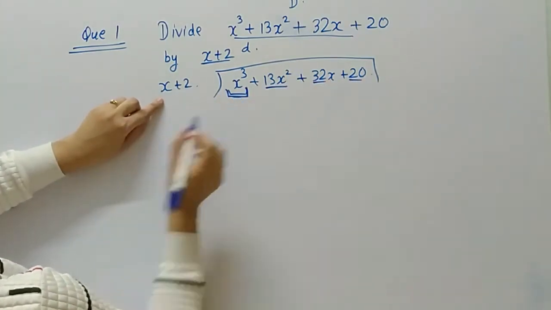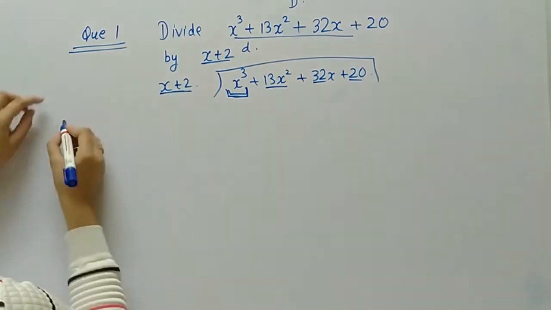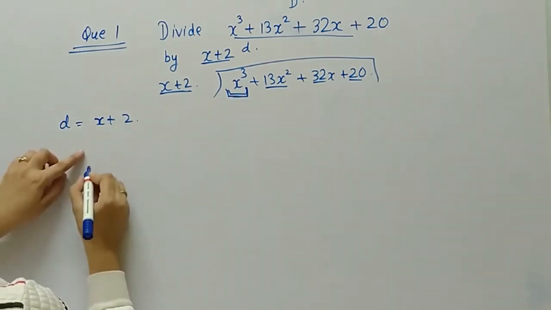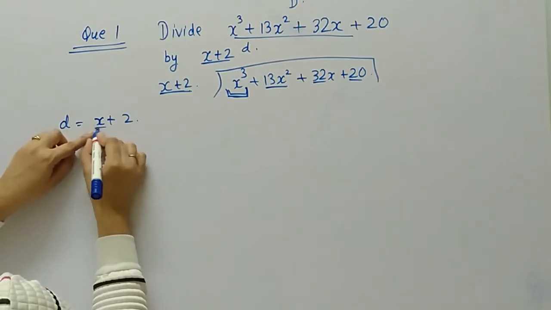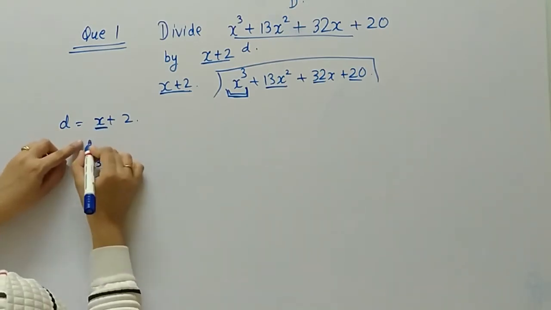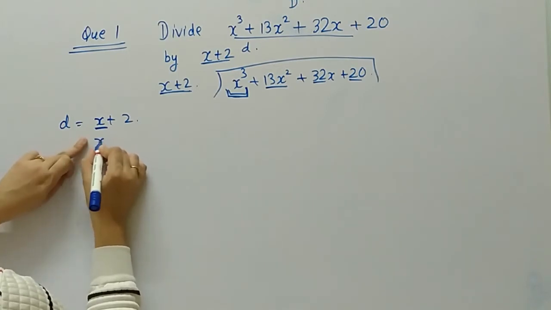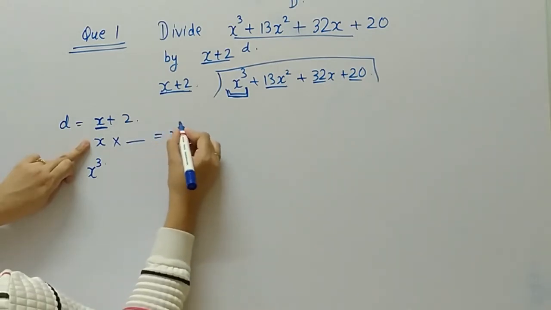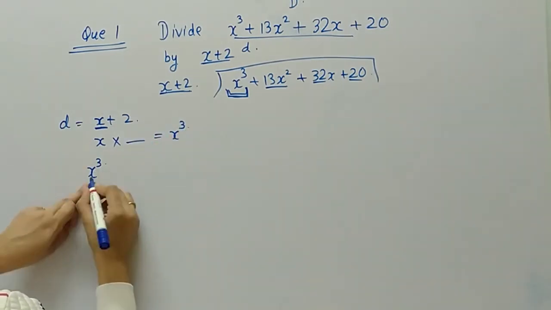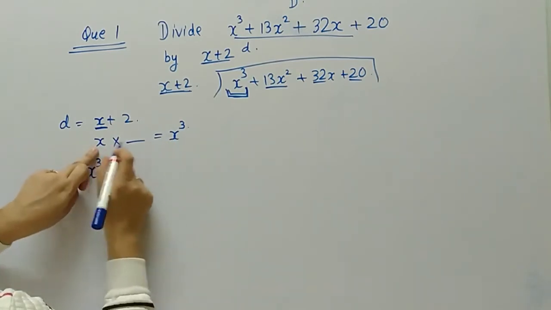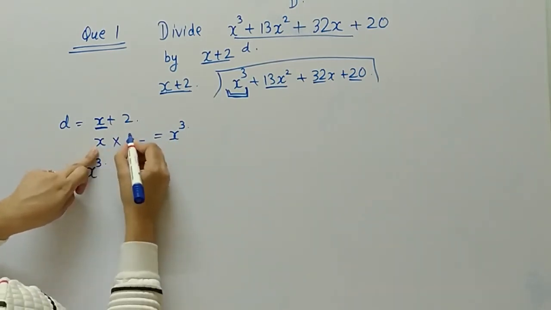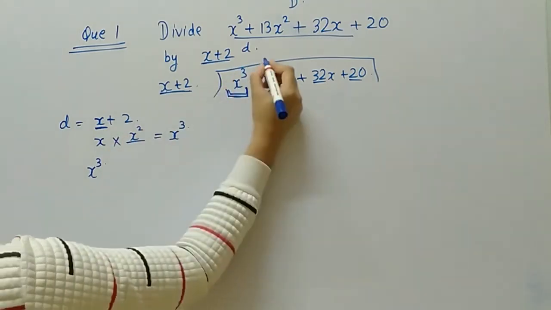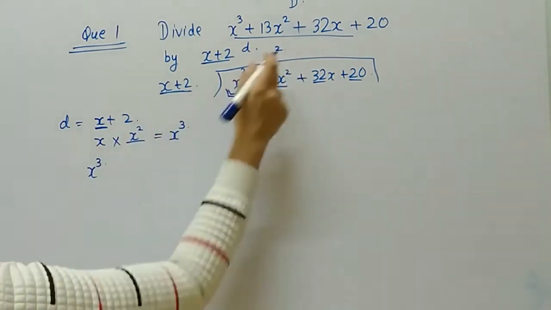So the first term is x cube and the divisor is x plus 2 and the first term of dividend is x cube. Now we have to think what should be multiplied with this x so that we get the first term, which is equal to x cube. So it is very clear that x multiplied by x square is x cube. So now we will write x square.